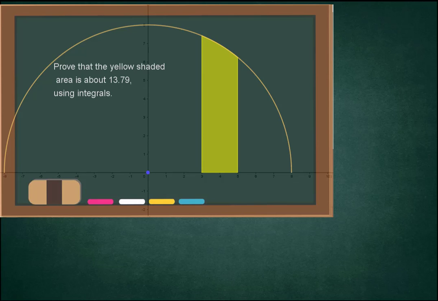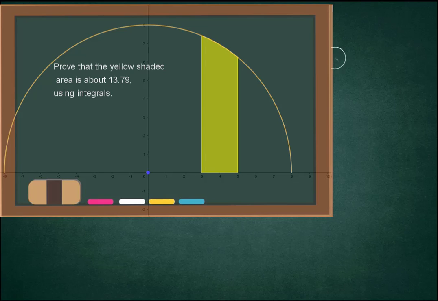Today we are asked to calculate and prove that the yellow area here is 13.79 using integrals. If you notice here, we have a semicircle with the top represented here.